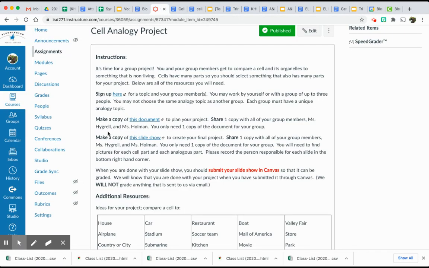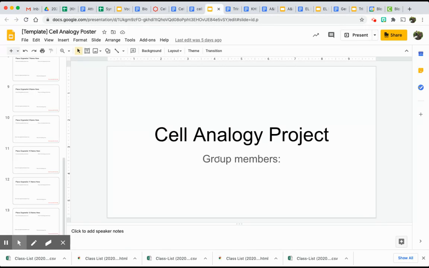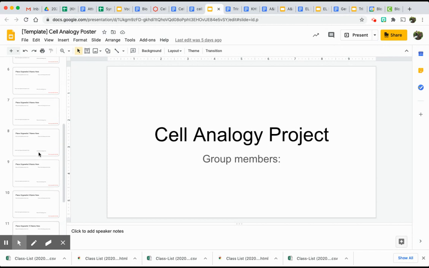Once you have all of your analogies figured out, you are going to make a copy of this slideshow to make your final project. Each person in your group is responsible for slides, so you're going to write your name on each slide for who is responsible. And the slideshow template looks like this. So you'll write down your group members, and you can write down what you're comparing your cell to.